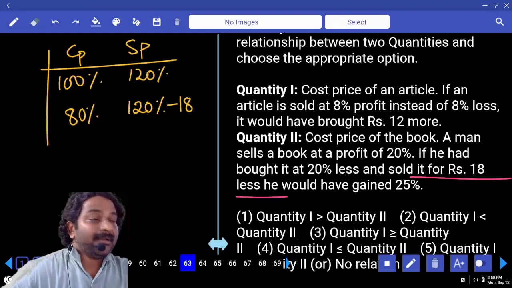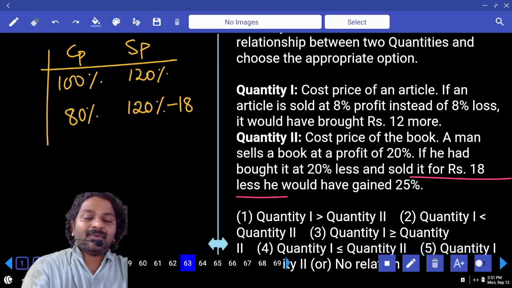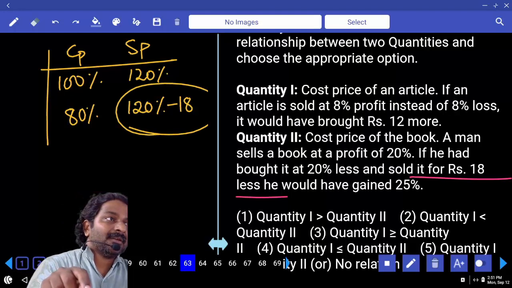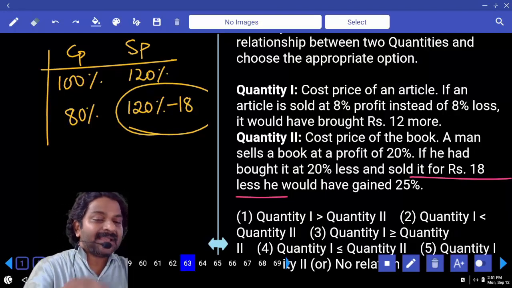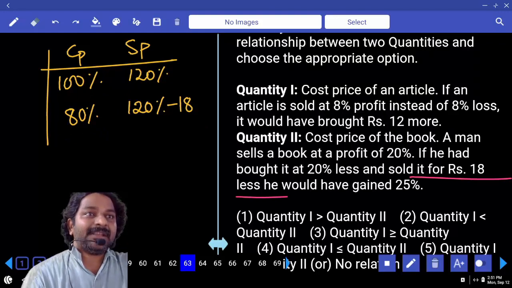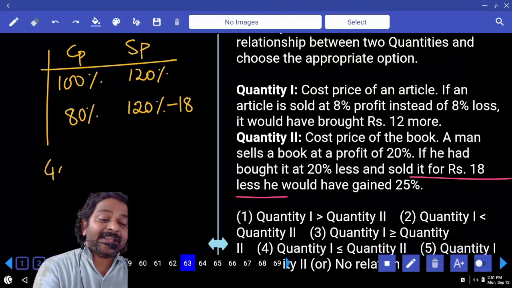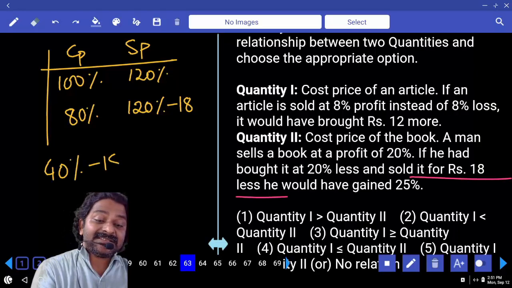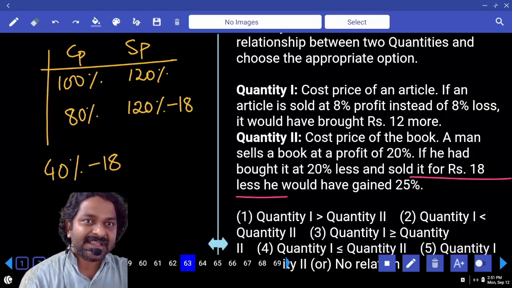Selling price minus cost price. What is the selling price here? 120% minus 18. What is the cost price here? 80%. Now tell me what is the profit? 40% minus 18. This is the profit we are getting in the second case.